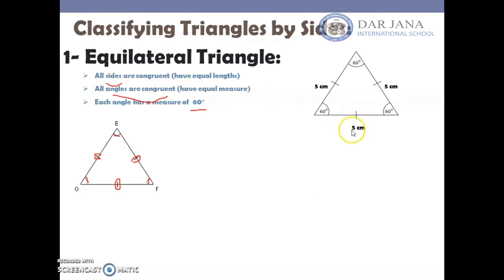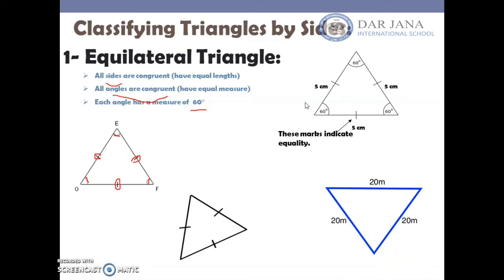This is another example. You can either see the ticks that show congruent segments or congruent sides, or you can find the measure: 5 centimeters, 5 centimeters, 5 centimeters. So these have equal measures, or congruent sides, and the angles are 60 degrees, 60 degrees, 60 degrees. So this is an equilateral triangle. This mark indicates the equality. So this is an equilateral triangle, this is an equilateral triangle, this is an equilateral triangle.